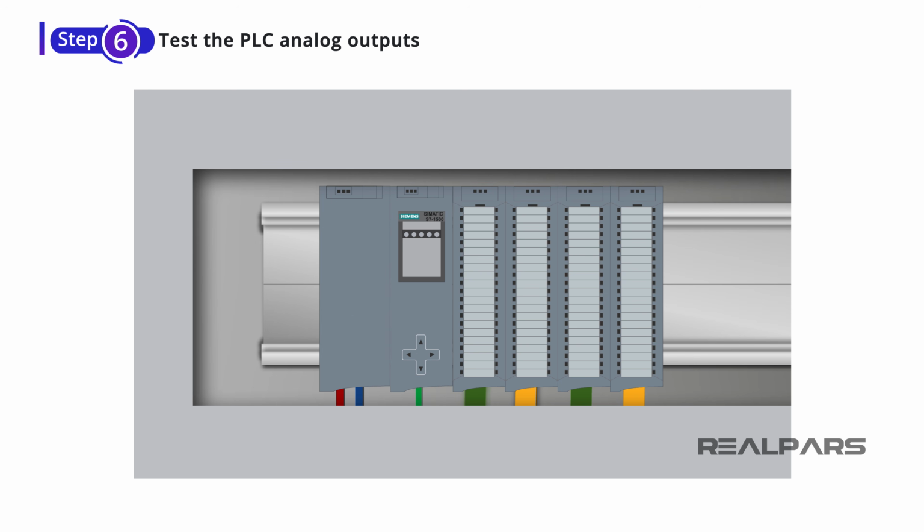Okay, the last step is to test the analog output card. The testing process here is pretty similar to what we did for the digital output card. For each analog out, we can simulate a signal in the input and then check if the analog output changes based on what we expect in the PLC logic.